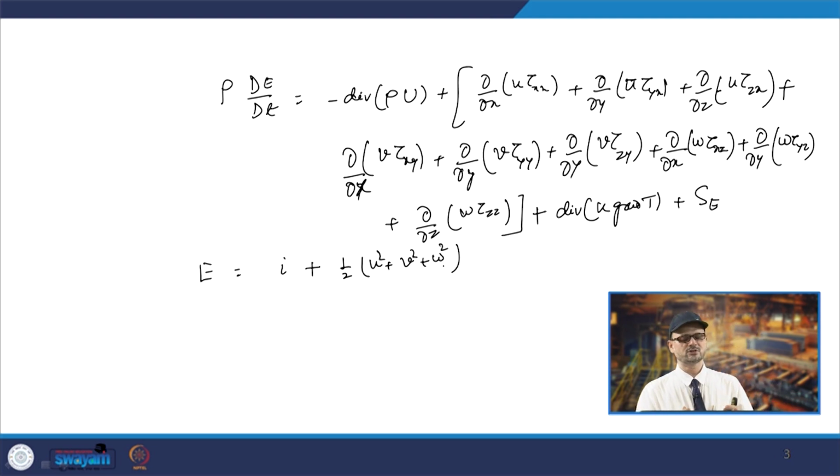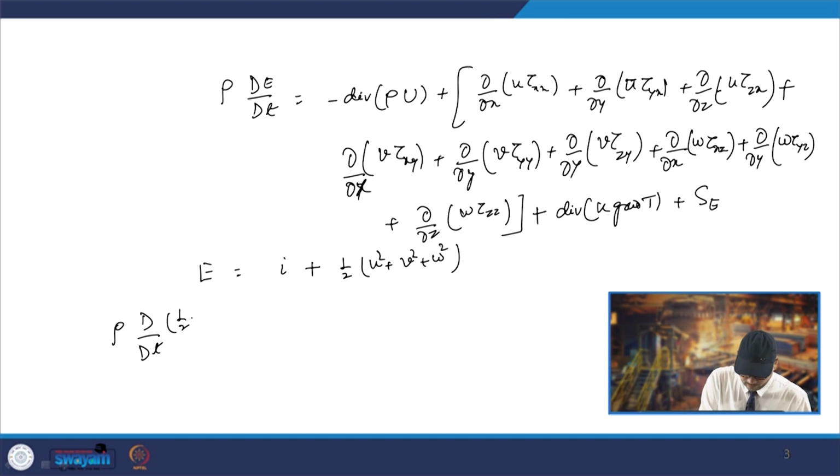So, what we do normally when we are separating, you will have the terms for the kinetic energy, and for that you have the terms multiplied by u. Those terms will go with half of (u² + v² + w²). So, if you segregate, one will be ρ times d/dt of half of (u² + v² + w²), and one will be ρ di/dt.